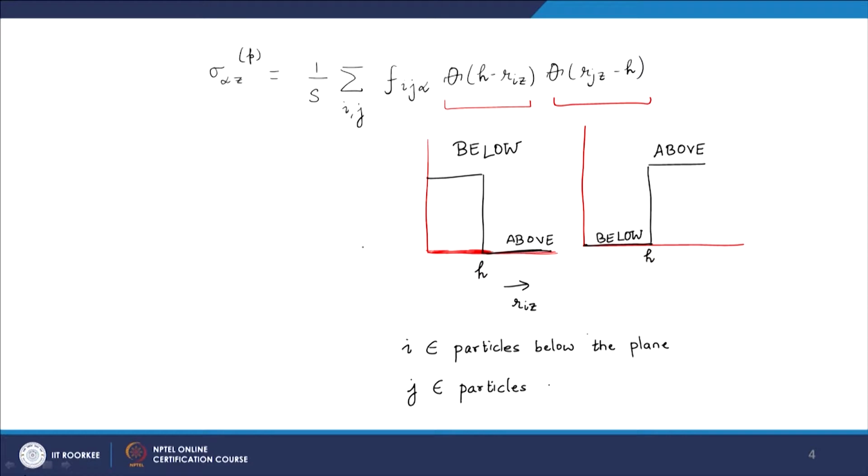particles above the plane. Okay. So, if I do not differentiate between I and j in the very beginning, I put all the particles in the box, just looking at these two theta functions, we have a way to differentiate the particles below and above. This net function will only be non-zero when I is below and j is above the plane.